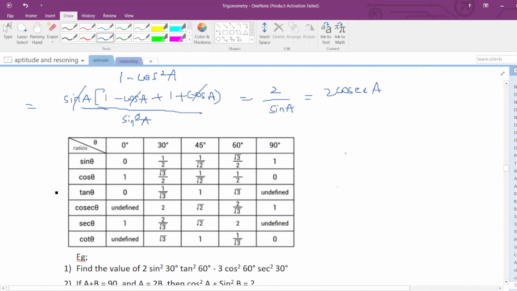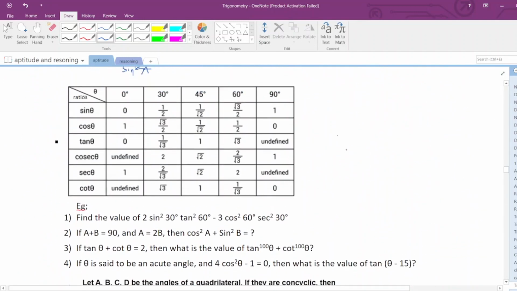Next, move to the trigonometric table based questions. Okay, so this is the table. Please remember this. Please remember all the values. Hope you already know. No need to remember everything, just remember these two things. First two rows are important. Okay, sin theta and cos theta.